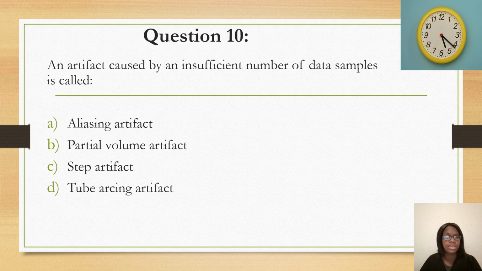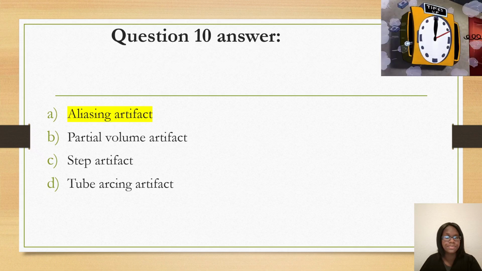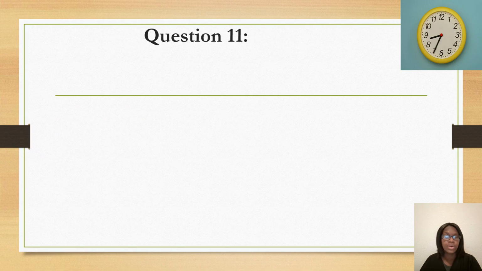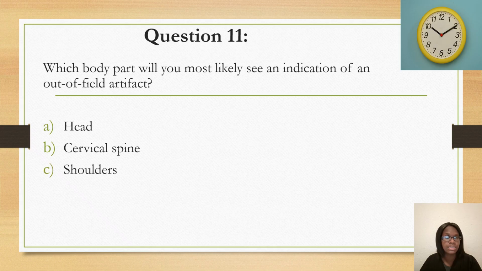All right, the correct answer is A. Aliasing artifact. Question 11. Which body part will you most likely see an indication of an out of field artifact? A. Head. B. Cervical spine. C. Shoulders. D. Spine.